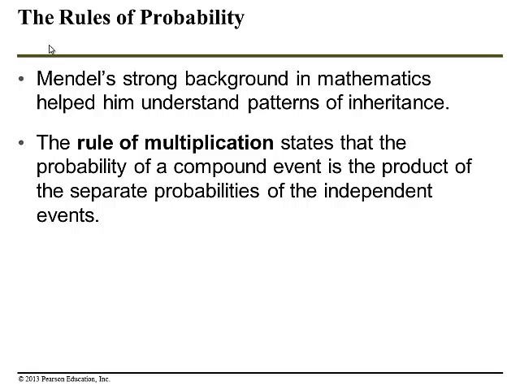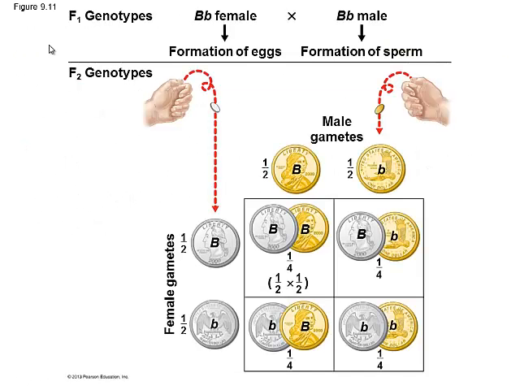So Mendel's strong background in mathematics led him to use all of these different mathematical rules. The rule of multiplication states that the probability of a compound event is the product of the separate probabilities of independent assortment. What the heck does that mean? This is where Mendel's statistical background came out. Who's taken statistics? Okay. So you know exactly what we're talking about, right? Yep. I did a long time ago. I know. But hopefully this makes it simpler to see.